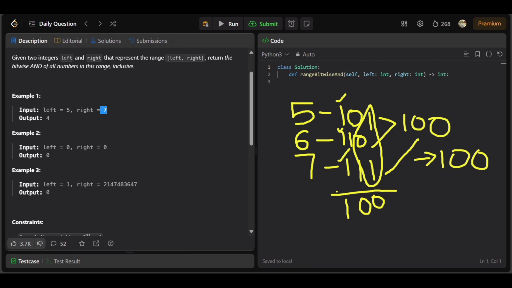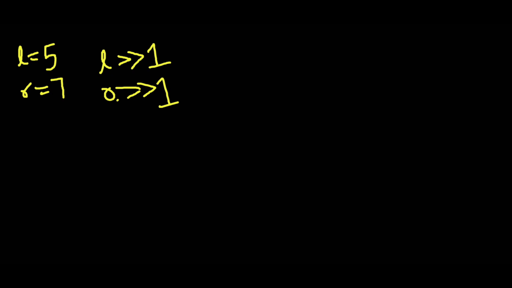So the approach is we need to find the common prefix of the range, left and right. Let's take an example, left equals 5 and right equals 7. What will be the common prefix, and how do we find it? Till these numbers are not equal, we'll right shift L by 1 and right shift R by 1, and when both become equal, we stop the shift operation.